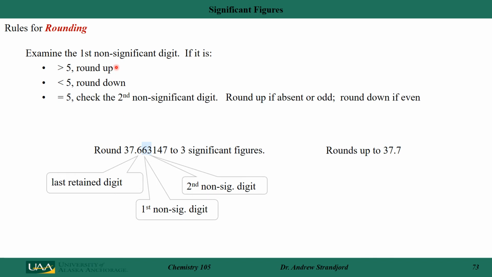If it's greater than 5, I round up. If it's less than 5, I round down. Okay? And that's easy. So in this case, the 6 here, my first non-significant digit, so this would be 1, 2, 3. This is not significant. So this one, I round up to 7. So it rounds up to 37.5.